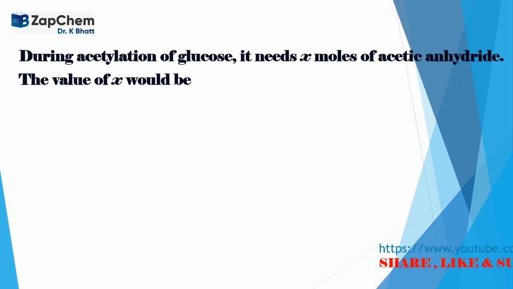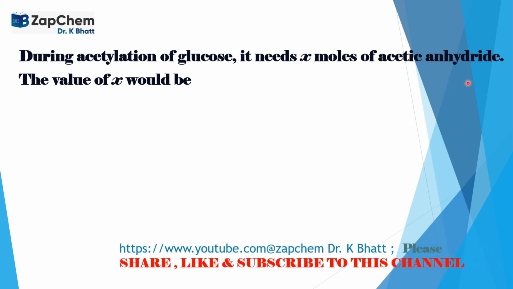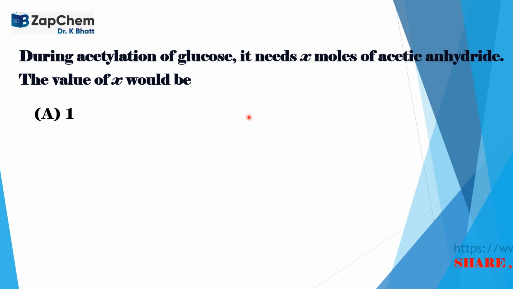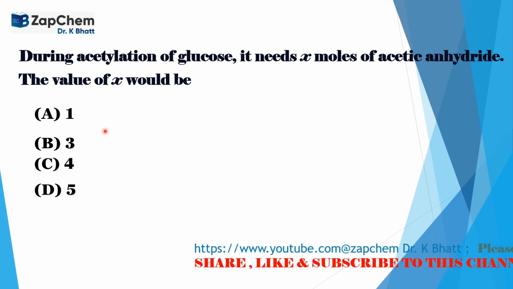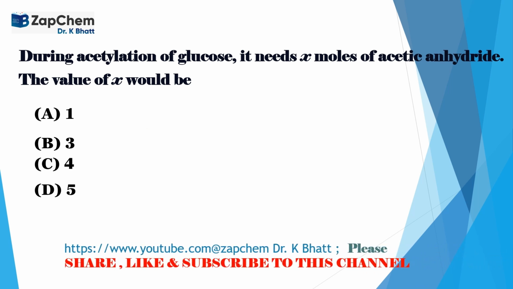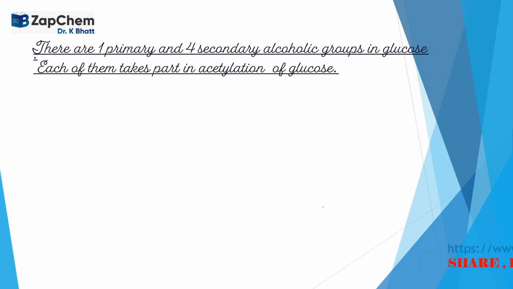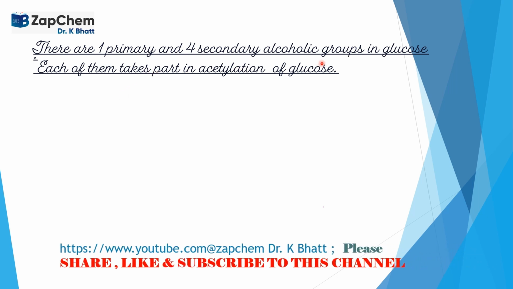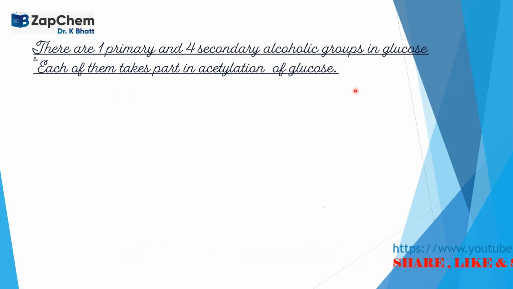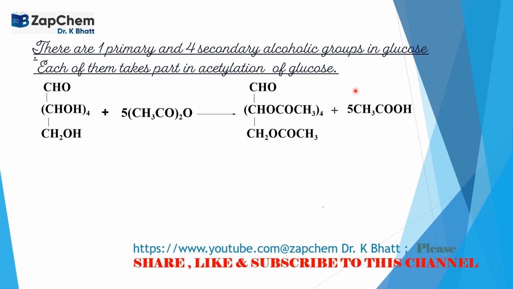The first question is, during acetylation of glucose, it needs X moles of acetic anhydride. The value of X would be 1, 3, 4, or 5. Four options are there, and we have to find out the correct option. Naturally, therefore, we need to write the reaction taking place. Depending upon the structure of glucose, we find that there are 1 primary and 4 secondary alcoholic groups in glucose. Each of them would take part in acetylation of glucose.